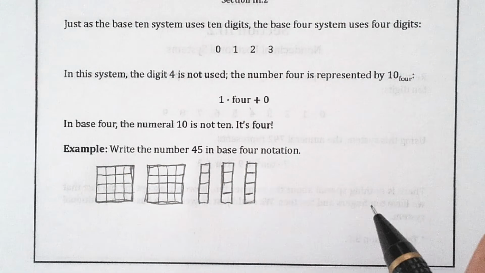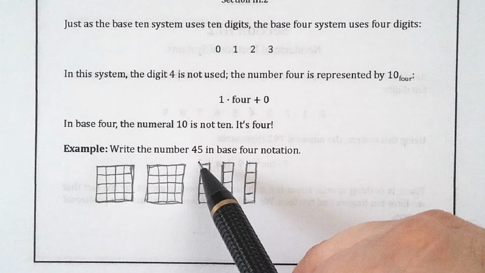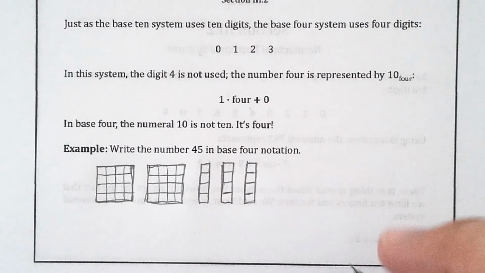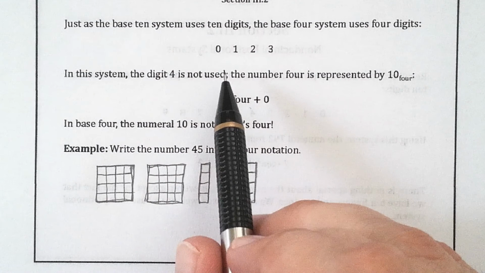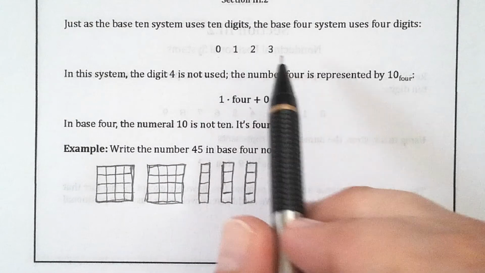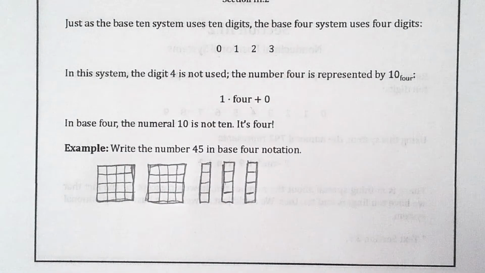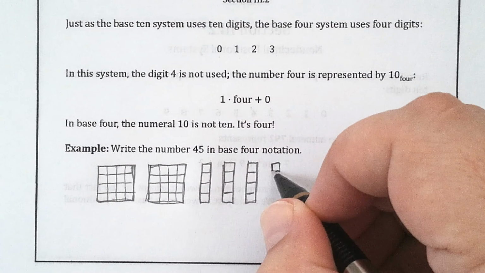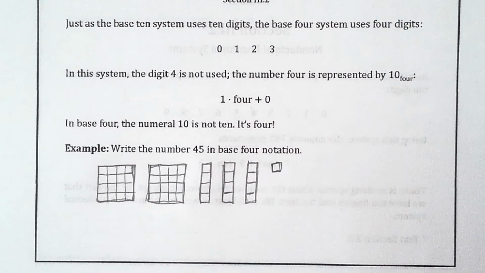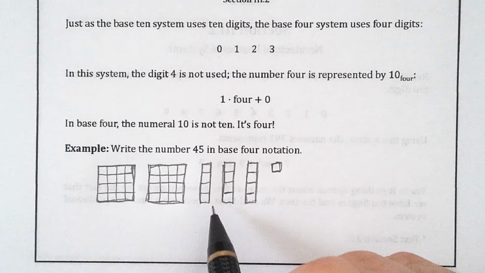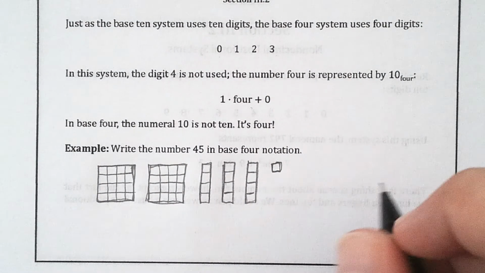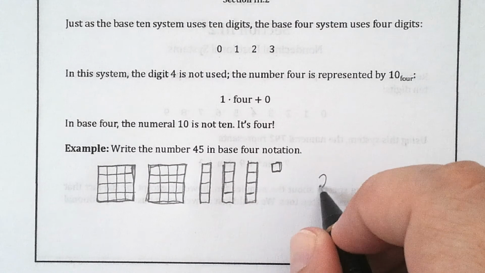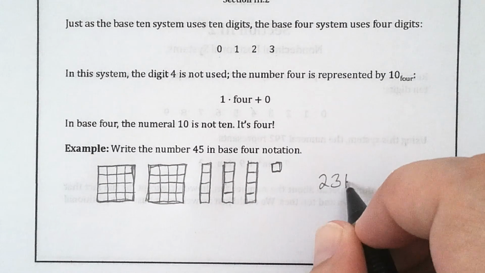But also remember that I'm not allowed to have more than 3 of anything, because we're restricted to these 4 digits, 0, 1, 2, and 3. Now I just add on a single unit, and that gets us up to 45. I have 2 mats, 3 strips, and a unit. So this would be 2, 3, 1, base 4.